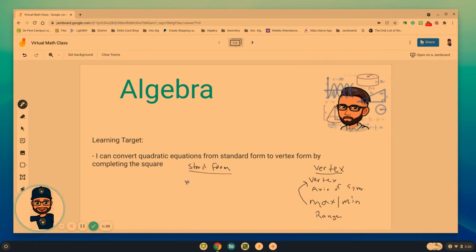Standard form, though, is really used to help us find that y-intercept. Right, we need that c value after we have it in standard form. And then we can also find the x-intercepts from standard form as well, using the quadratic formula. And so we need to know the difference between why we have to convert back and forth.